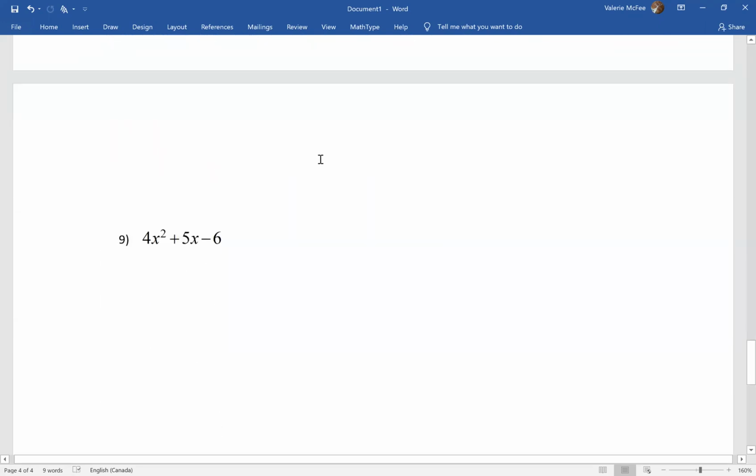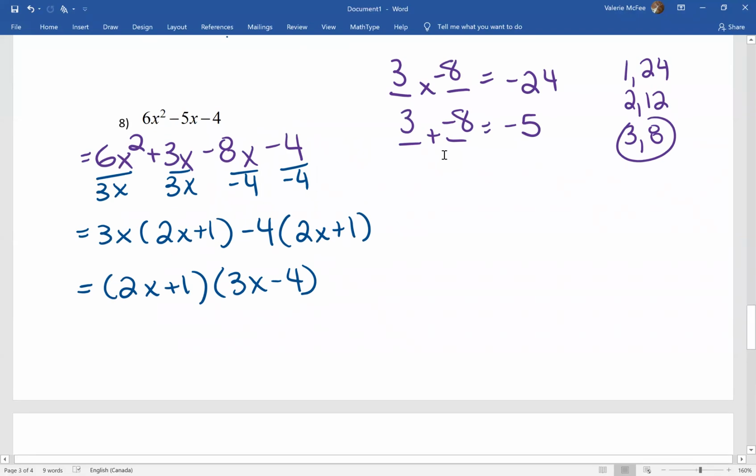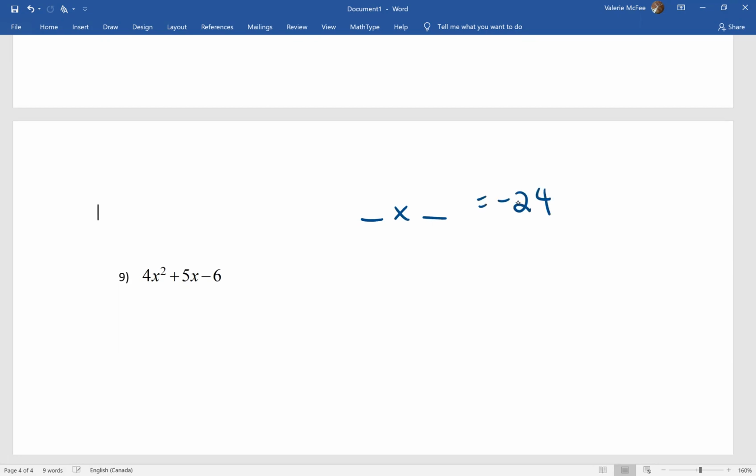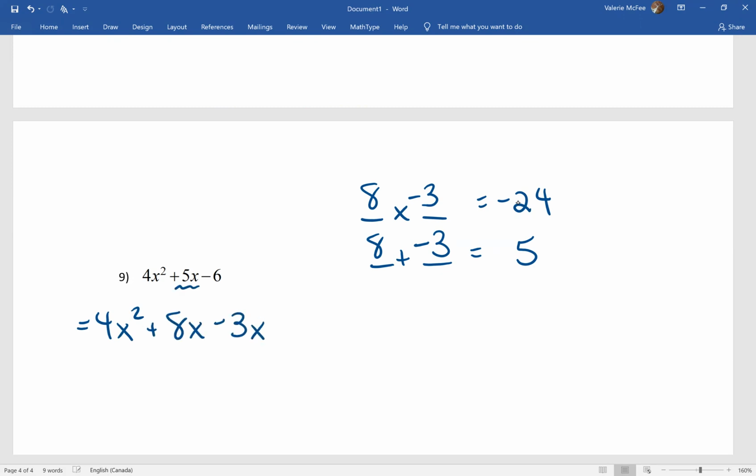And the last one here. They look very similar. 4 and 6 mixed up. Two numbers that multiply to A times C and add to equal B. It's going to be 8 and 3 again. But this time the 8 will be positive and the 3 will be negative. We're rewriting the middle term. 8x minus 3x equals 5x. Factor by grouping.